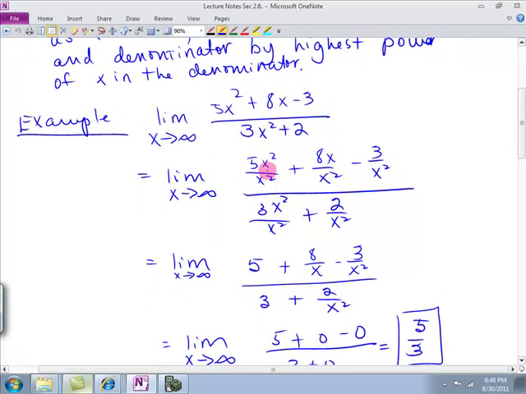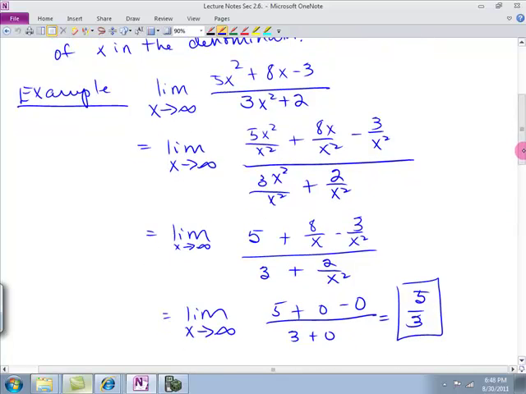So I wrote it all out. 5x squared over x squared plus 8x over x squared, and so on. So that's what we do first. Then we start simplifying. 5x squared over x squared becomes just 5. 8x over x squared becomes 8 over x. We have 3 over x squared. 3x squared over x squared just becomes 3. And 2 over x squared.